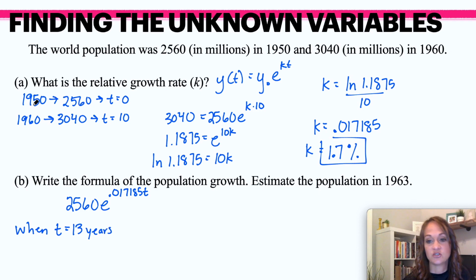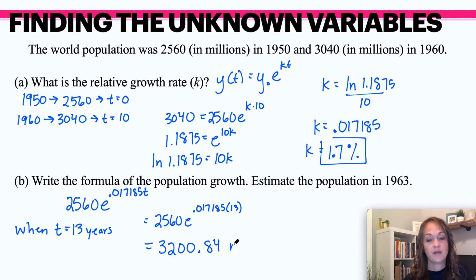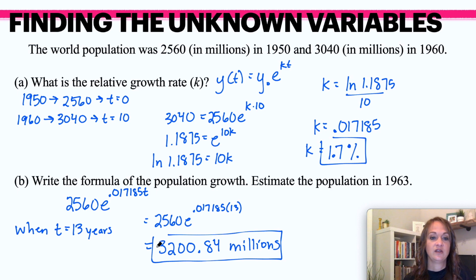If the initial population was in 1950, then 13 years later, so we're going to plug in 13 in for t, and we will get 3,200.84, but don't forget this is in millions of people. So by 1963 there were a lot of people.